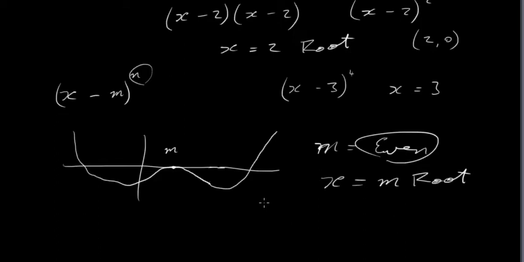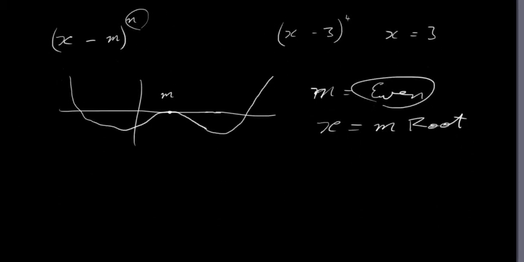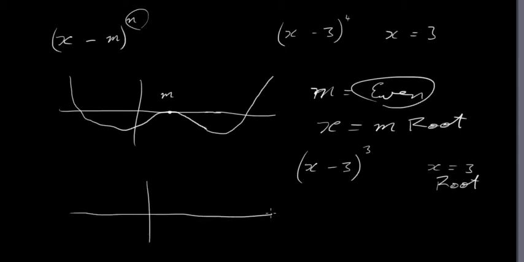Okay, now if on the other hand n was odd, so for example, x minus 3 again, and let's say it's to the power of 3. So again x is equal to 3 is a root, and it has multiplicity of 3 this time, but our n is an odd number. Let's draw it again here quickly. It'll come down like this, then come up here, kind of flatten out and go up like that.